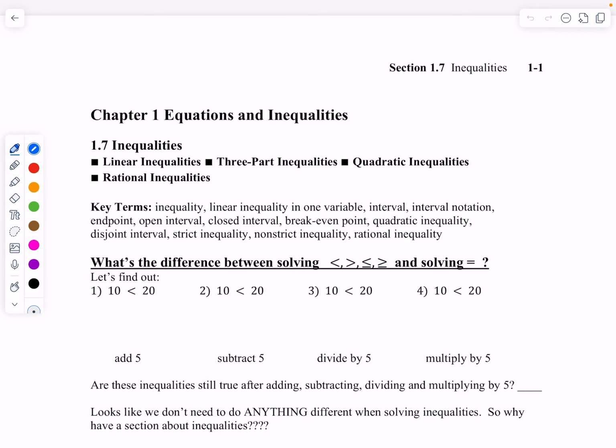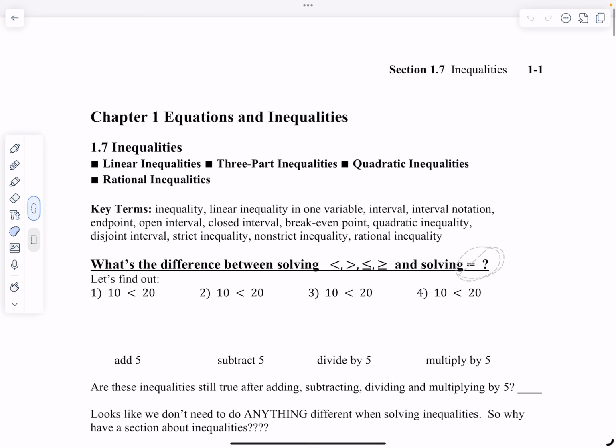So this video is on section 1.7 on inequalities. The first thing I want to do is figure out what is the difference between inequalities. And again, our inequalities are just our less than or greater than, less than or equal to, greater than or equal to signs. What's the difference between solving equations with inequalities and solving just regular old equations?